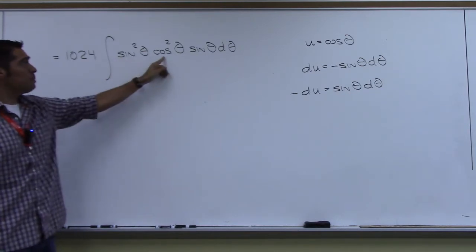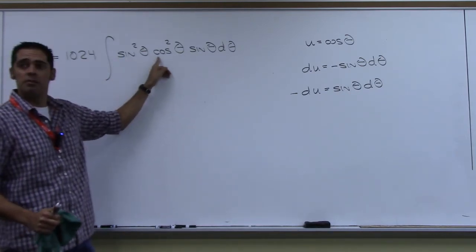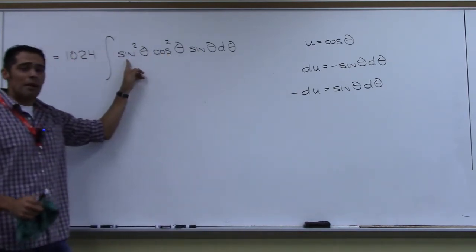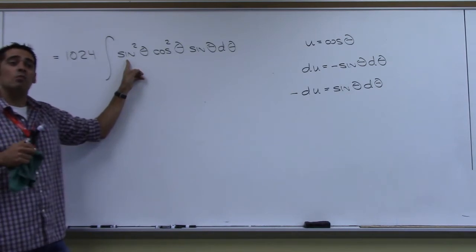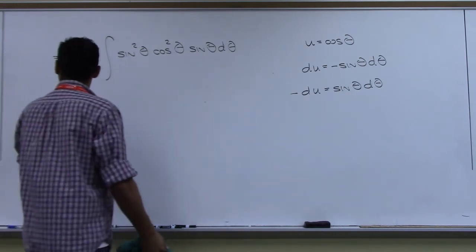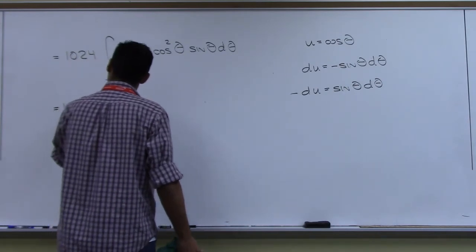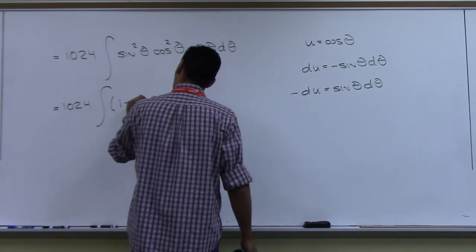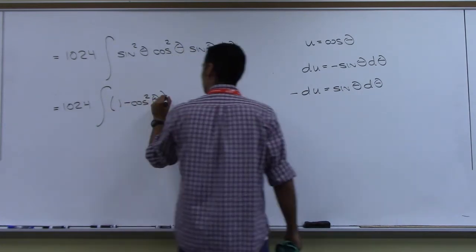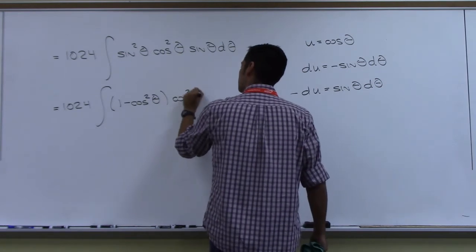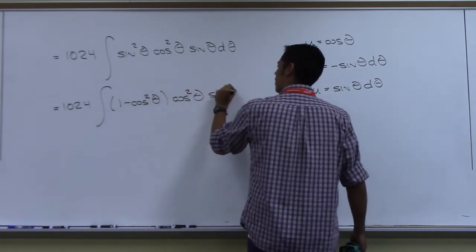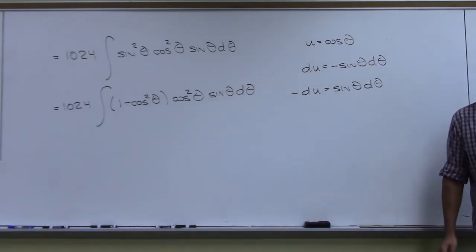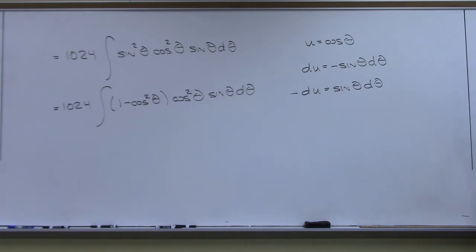Yes, that's right. So this part you can handle. This is going to be what, u squared? This right here, sine theta d theta, is negative du. But the sine squared part needs to be converted. We need to switch that to 1 minus cosine squared. All right, I think at that point we're ready to write it out.